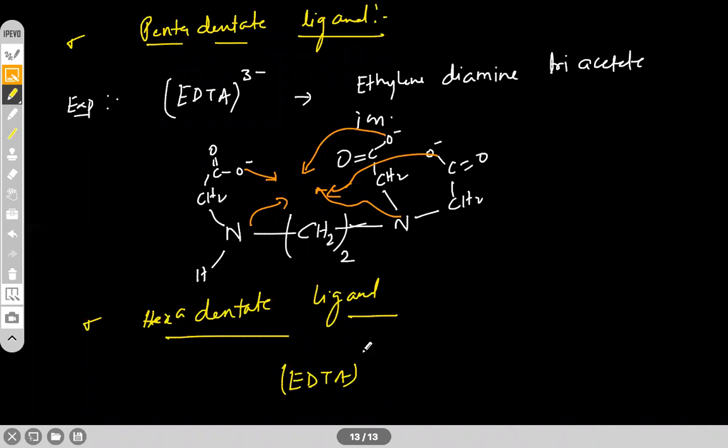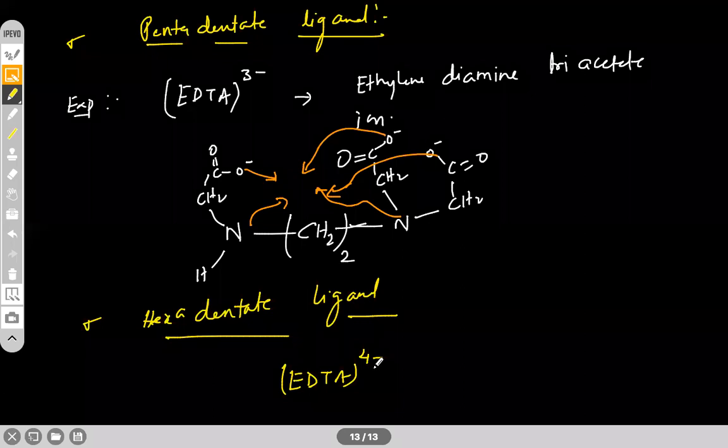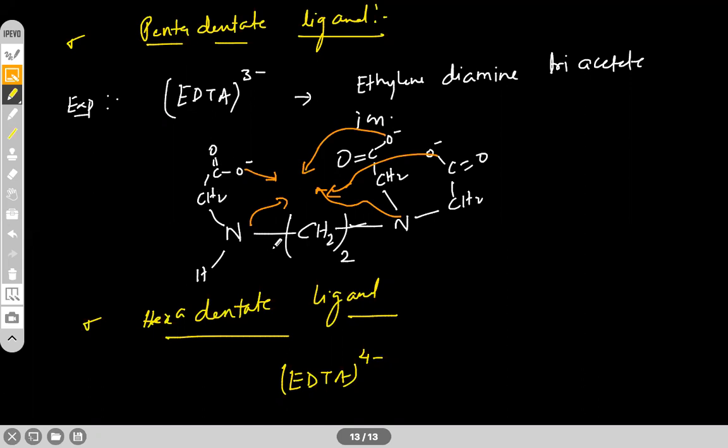EDTA 4 minus. Ethylene diamine tetraacetate ion. Could you draw the structure of it? What is the structure? You can remove that fourth hydrogen on the nitrogen atom and add one acetate ion here. Means this hydrogen you remove and add CH2COO minus, oxygen is the donor atom. Yeah, that is the structure of ligands. The structure I have given, because donor atoms you must know.